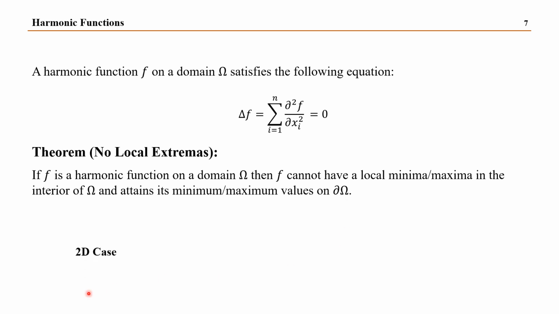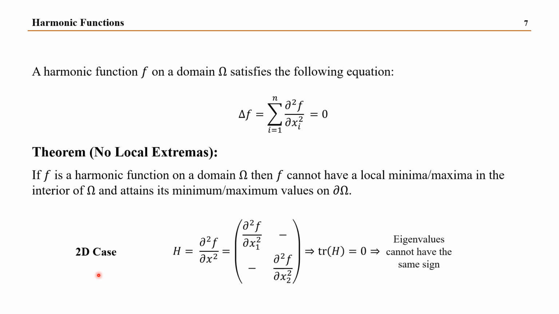Now, a simple intuition for the 2D case would be if we computed the Hessian, the diagonal elements of the Hessian would be the second order derivatives with respect to each of the coordinates. In this case, we have 2. Now, in the 2D case, we know that the Hessian is a symmetric matrix, so all the eigenvalues are real. In the case of a harmonic function, we know that the trace of H, which is the sum of the diagonal elements, in this case the Laplacian, at this point is equal to 0.